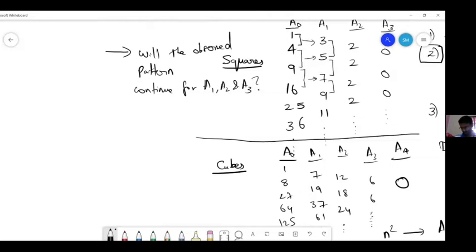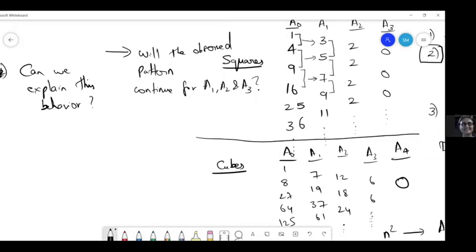Okay, so now this question: why are factorials coming up, and why this behavior? This is one question. Can we explain this behavior? And do you get any other questions?